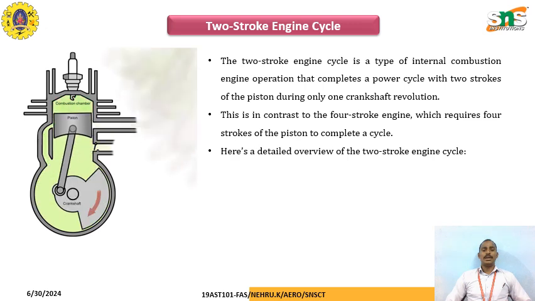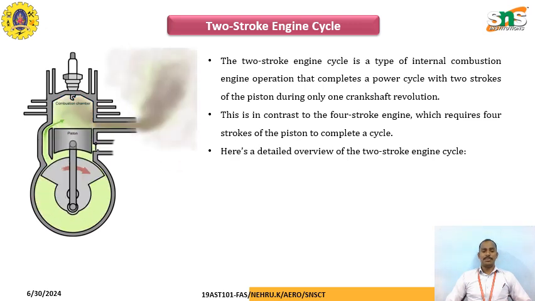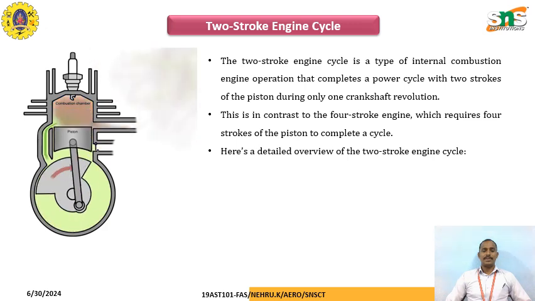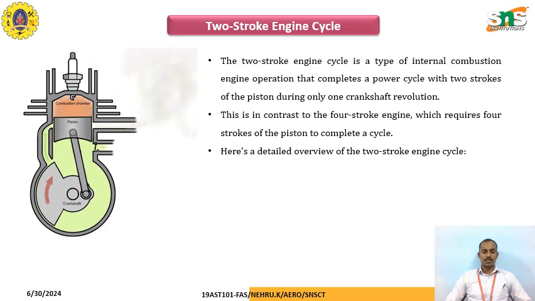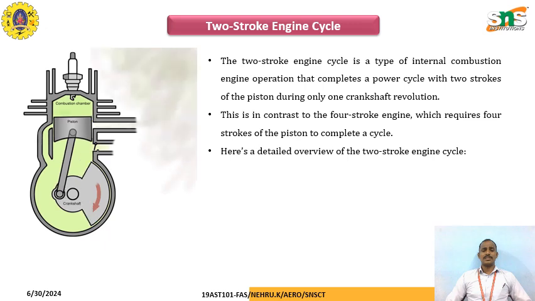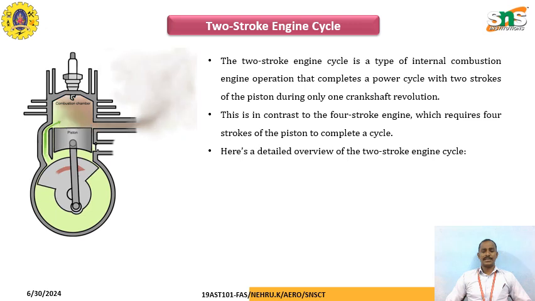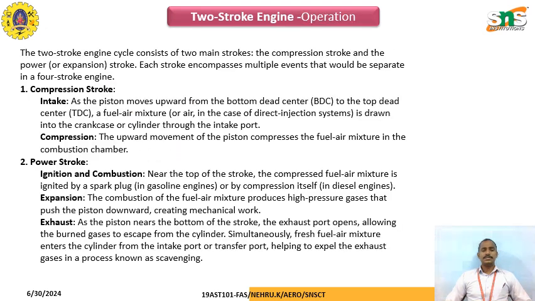Coming to the two-stroke engine cycle, a two-stroke engine cycle is a type of internal combustion engine that completes a power cycle with two strokes of the piston during only one crankshaft revolution. This is in contrast to the four-stroke engine, which requires four strokes of the piston to complete a cycle. Here is a detailed overview of the two-stroke engine cycle.